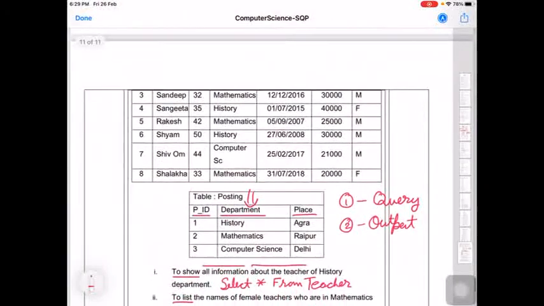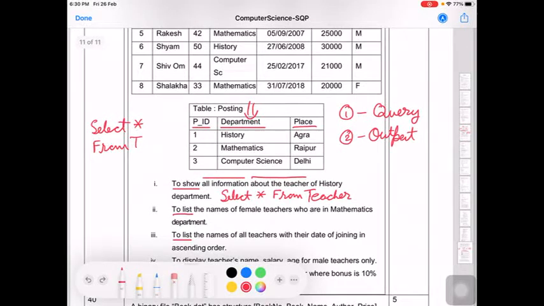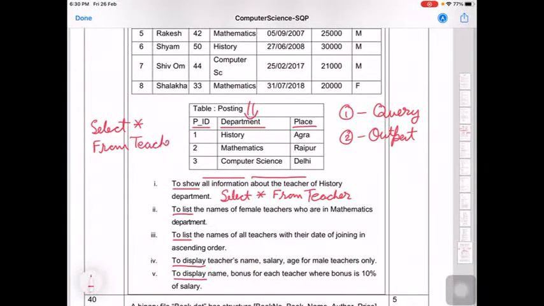Either you can write this entire query in one line, or you can have different lines for different phrases. So select star can be like this. Another type is select star in one line, then from teacher in another line. You can have it in a single line also, but writing in different lines is better. So you have covered this much part.